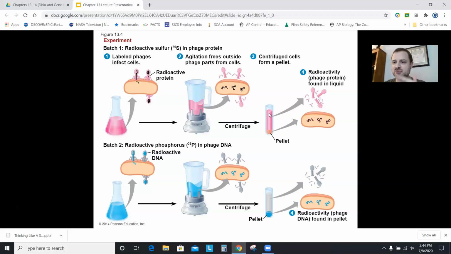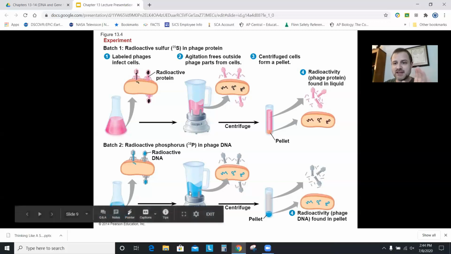Then you centrifuge the sample, and the cellular part forms a pellet in the bottom, and the liquid part is on top of the pellet. And the sloughed off protein coats are in the liquid part because they're not as heavy as the cells. All right. Then do the same thing with the radioactive phosphorus. All right. And the key is find where the radioactivity is.